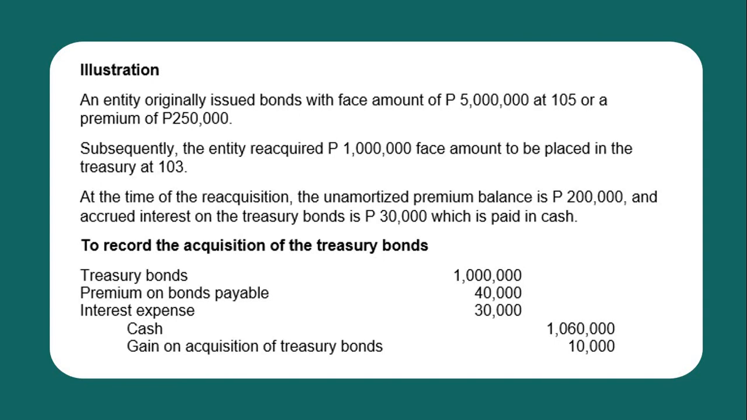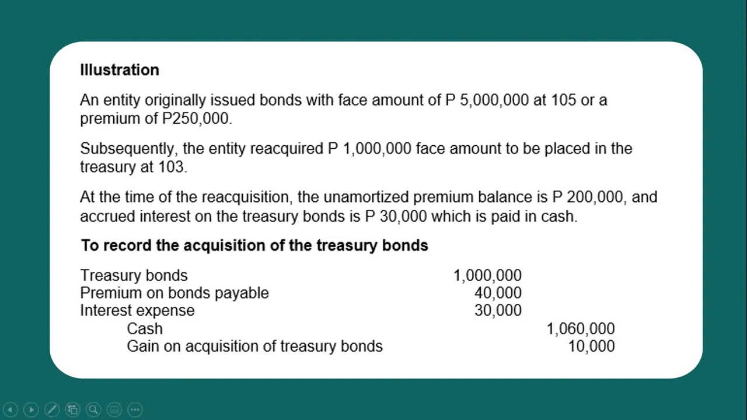So, to record acquisition of the treasury bonds entry, debit treasury bonds at face amount. So, we only reacquired 1 million, so 1 million lang po ang i-debit. Okay. Next is the related account, which is the premium. Okay, i-cancel daw siya. But take note, ang i-cancel lang po nato is prorated lang po sa amount nga gi-reacquire.